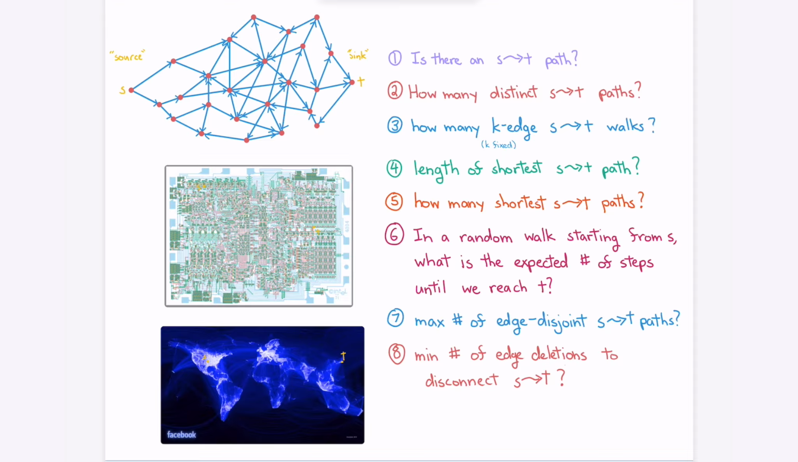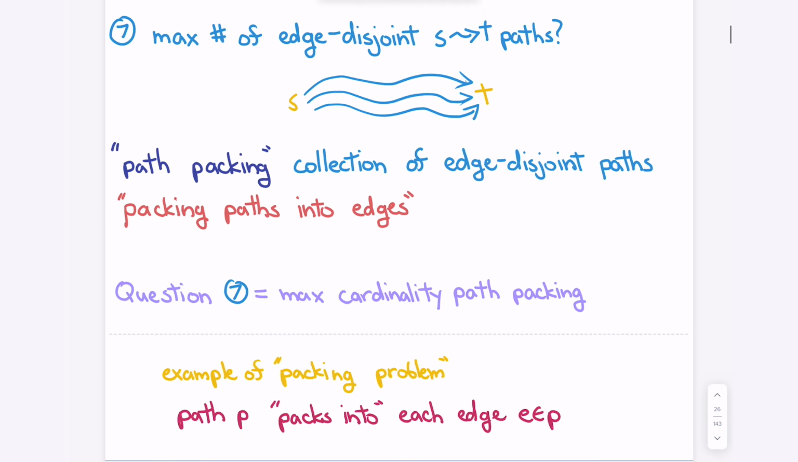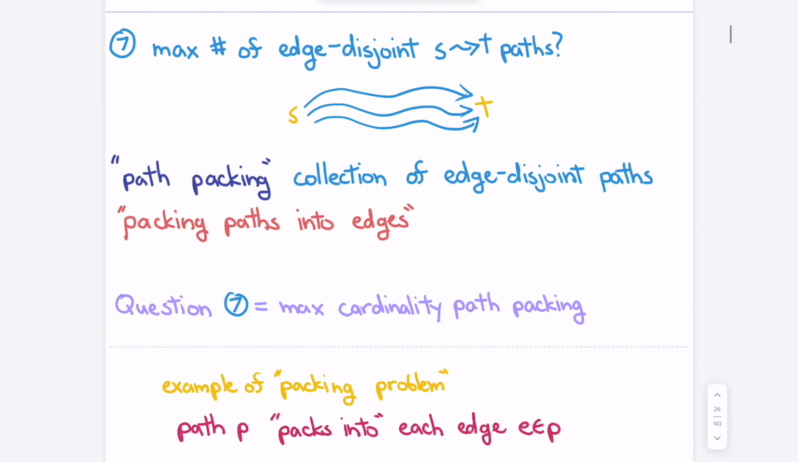Here's another question we'll eventually come to. If you did a random walk starting at S, what's the expected number of steps until you reach T? And in the last two questions I want to highlight, what's the maximum number of edge disjoint paths from S to T? That's the max flow question. What's the minimum number of edges you need to delete until S can no longer get to T?